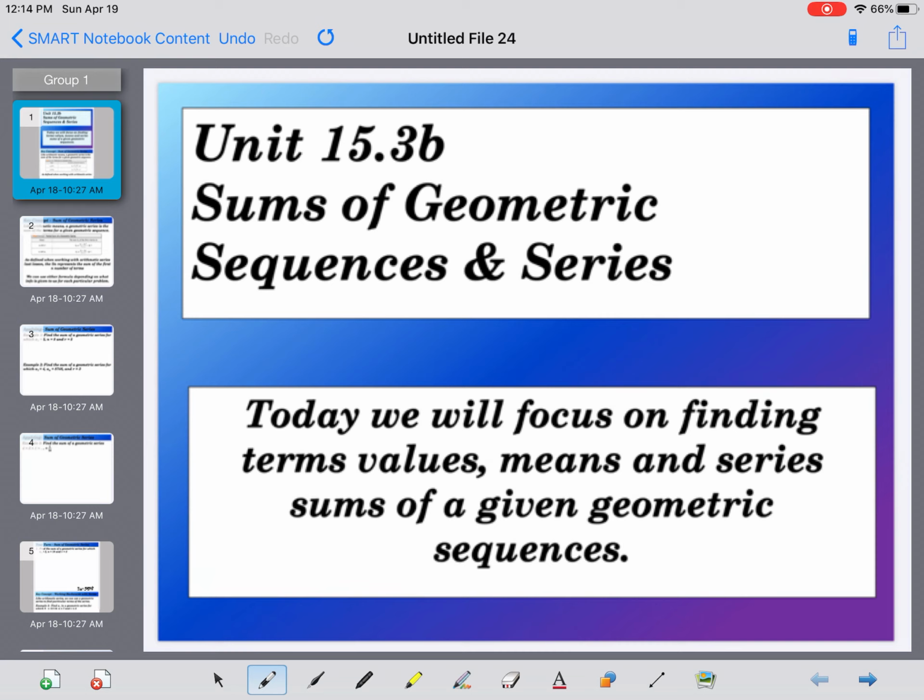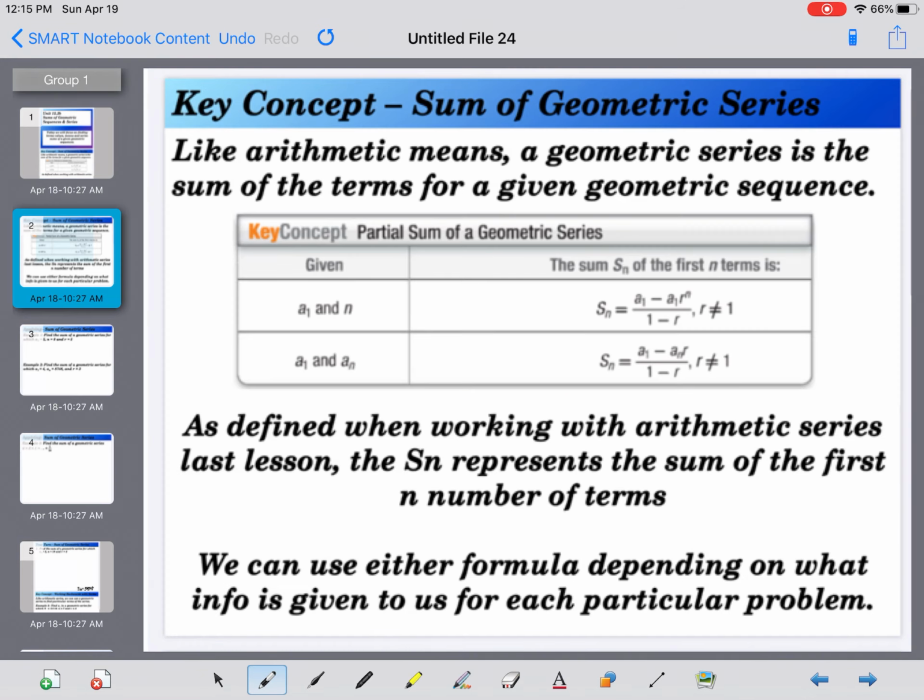Hey everyone, let's dive right into our last video for sequences and series. This is 15.3b. We are finding the sum of geometric sequences.